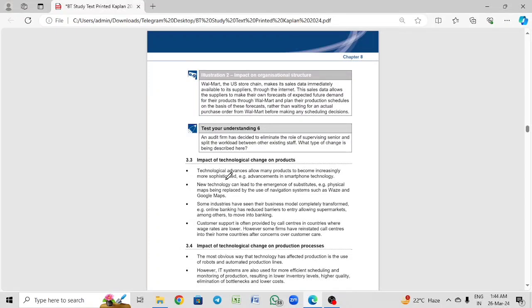Alright, so technological changes allow many products to become increasingly more sophisticated. Okay, like smartphones. Okay, new technology can lead to the emergence of substitutes. Okay, example, physical maps being replaced by the use of navigation systems such as Google Maps. Some industries have seen their business model completely transformed. Example, online banking has reduced barriers to entry, allowing supermarkets amongst others to move into banking.